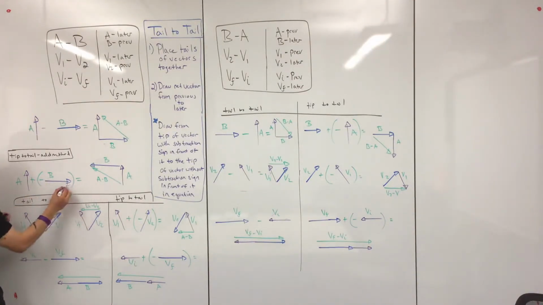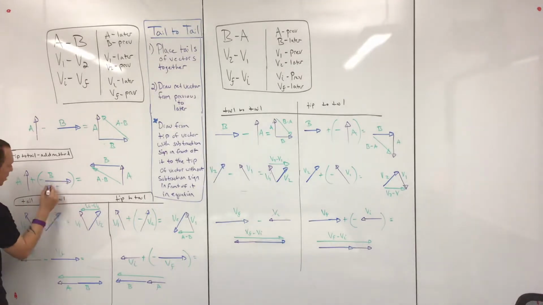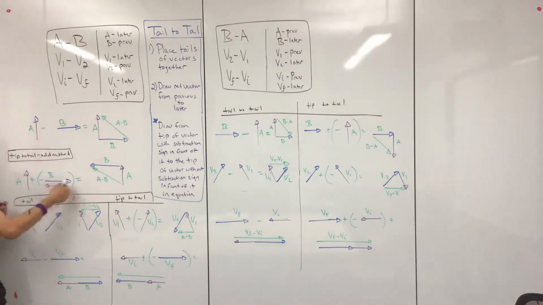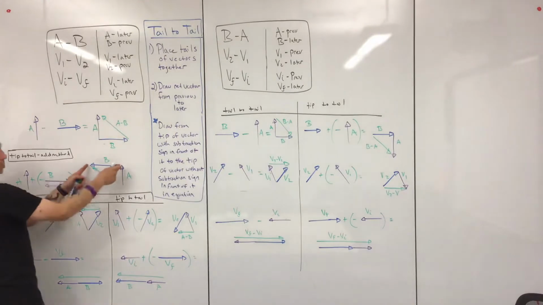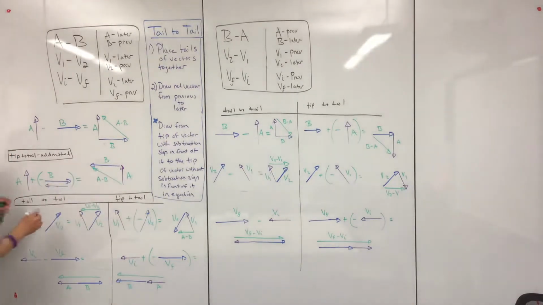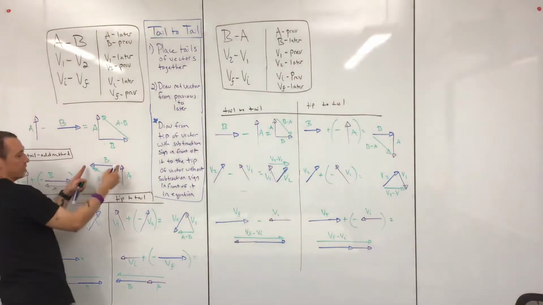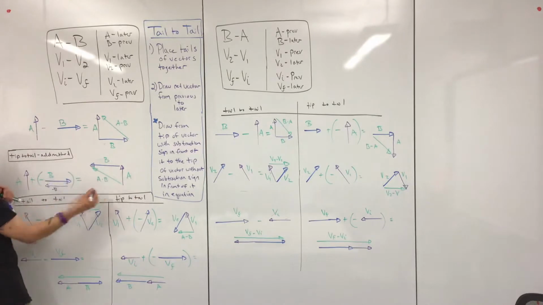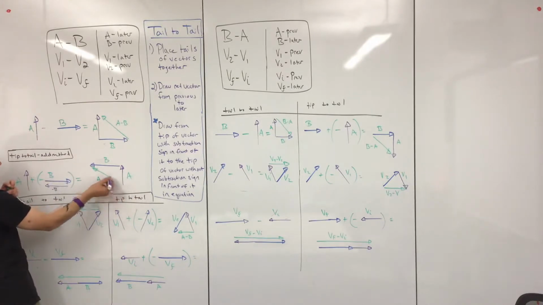We want to make sure that B, right, B is pointing this way, right, before we actually put it on the tip of A. All right, so here's B, right? I flip the direction, so here's B negative, right? Then I want to take the tail of B and put it at the tip of A, and then draw from the tail of A to the tip of B.